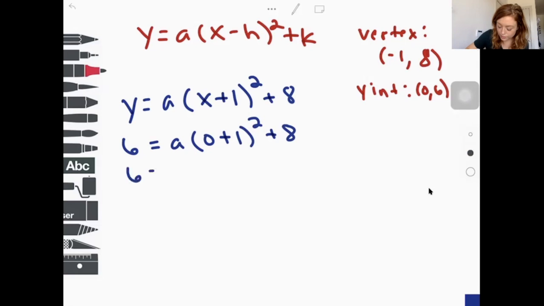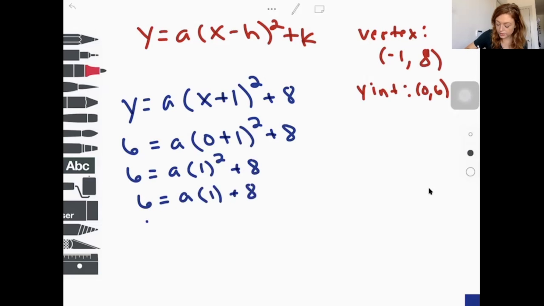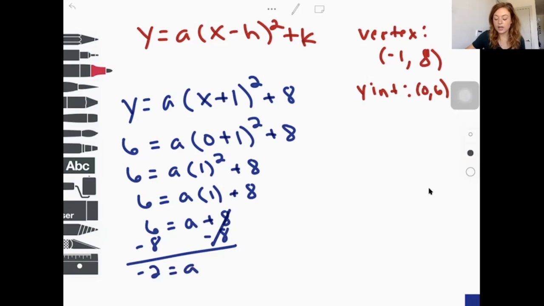So 6 equals a times (0 plus 1), which is 1 squared, plus 8. A times 1 squared is 1, plus 8. That's just 6 equals A times 1, which is just A, plus 8. So then I just need to use my basic equation skills and subtract. So that cancels, and then 6 minus 8 is -2. Okay, so now I have the A.